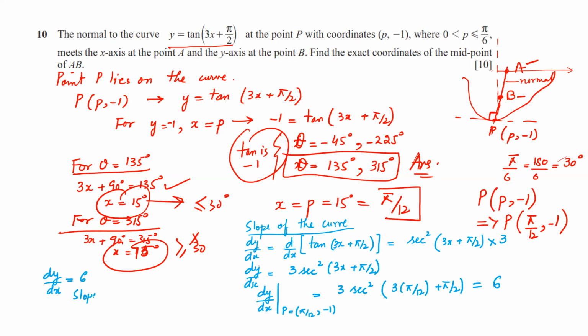So the slope of the normal line will be such that m tangent multiplied by m normal is equal to minus 1. So m tangent is 6, so m normal is equal to minus 1 by 6. So this is how the slope of the normal line comes. So the slope of the normal line, this is mn, and this comes out to be minus 1 by 6.